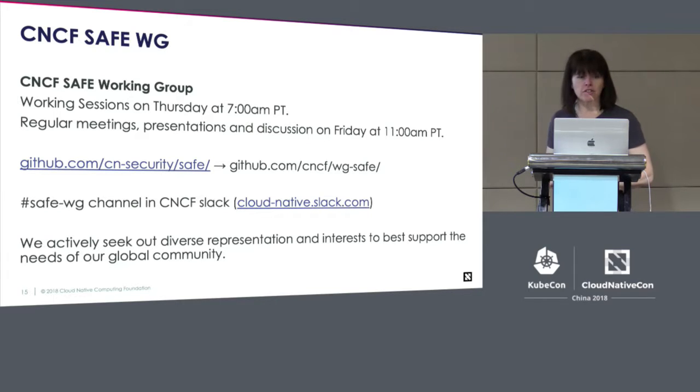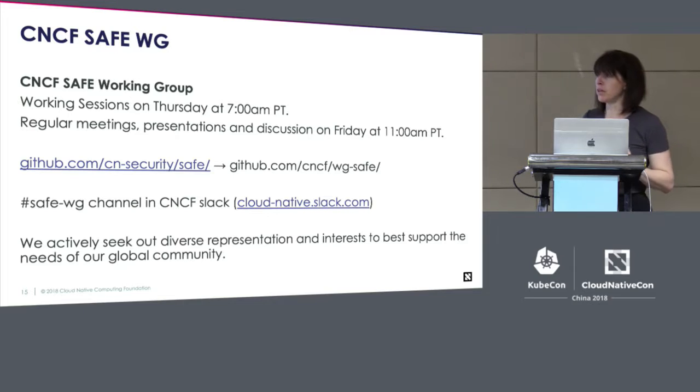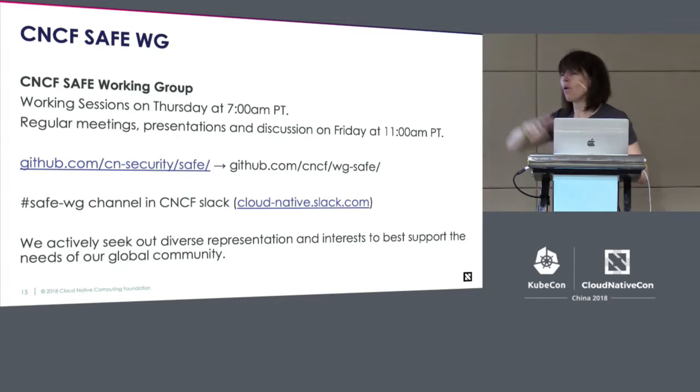So that is a super fast run through of what the SAFE working group is there to achieve. And I think at this point I would be very happy to hear, who's here and why are you here, and what would you like to see out of a security working group from the CNCF? Any takers to answer that question? Have we got any end users in the room? Or are you all from kind of vendor companies? Okay.